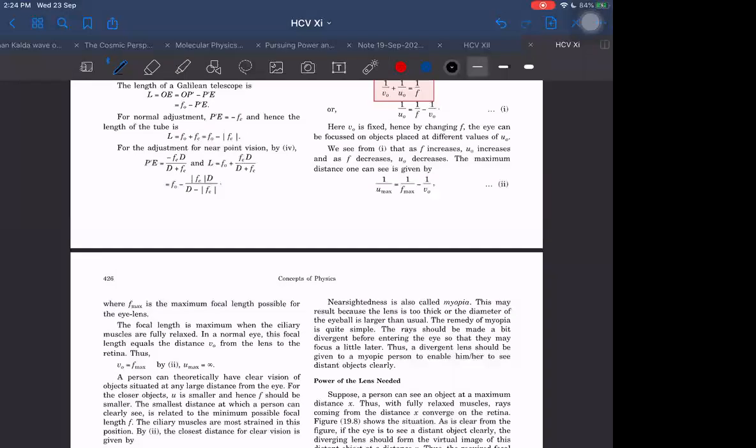We see here they are giving clearly that as F increases, U naught increases, and as F decreases, U naught decreases. So we change the F by changing the value of U. So if F is more, then the power of the eye will be less. If F is more, then the radius of curvature will be more. The power of the eye will be less. Power of the eye means what here? Power means in diopters. You know the power of a lens we define as 1 by F, with F in meters.